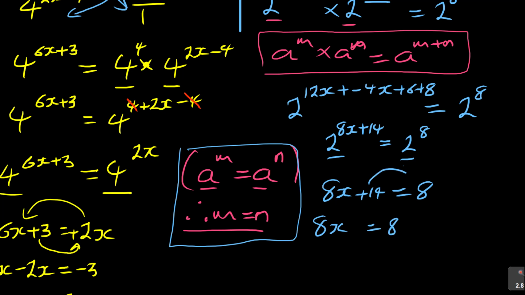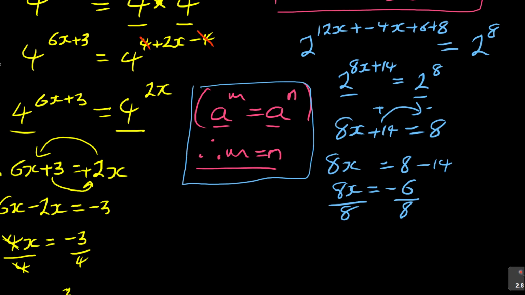Take 14 to the other side. It's positive. Cross the equal sign, becomes negative. So 8 minus 14. So 8x is equal to now 8 minus 14. It becomes negative 6. Divide by 8, divide by 8. And then what is the answer then? Now 8, there we go, to say x is equal to 2 into 6 is 3, 2 into 8 is 4, which is negative 3 over 4.